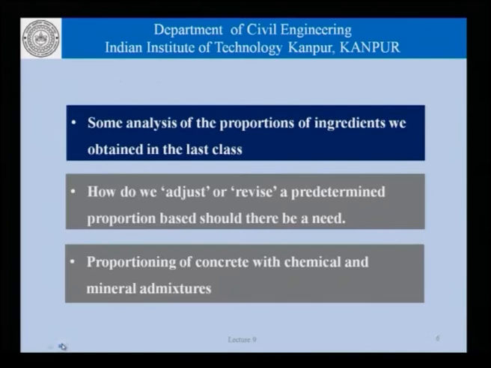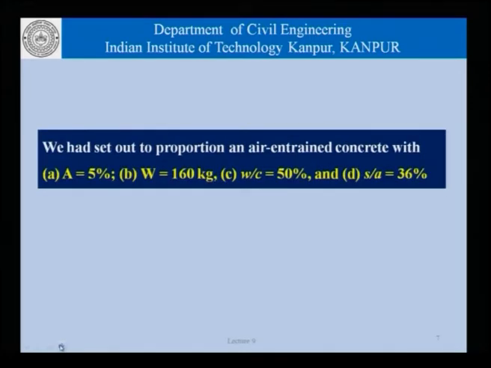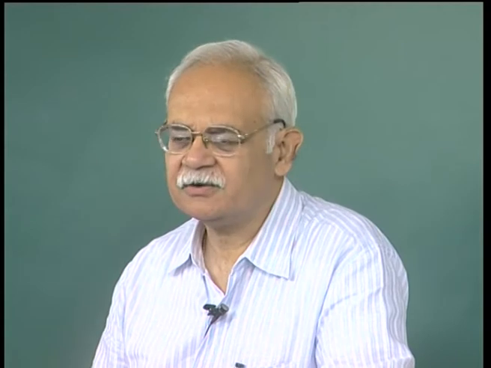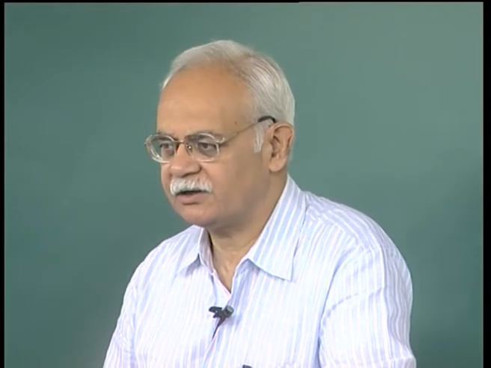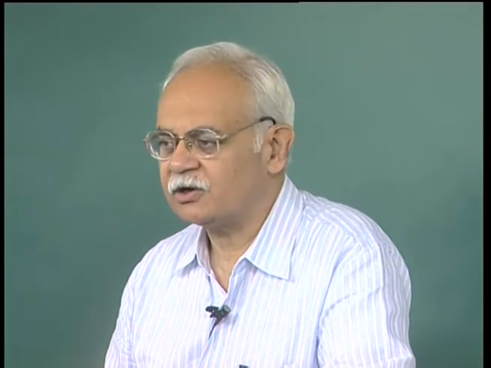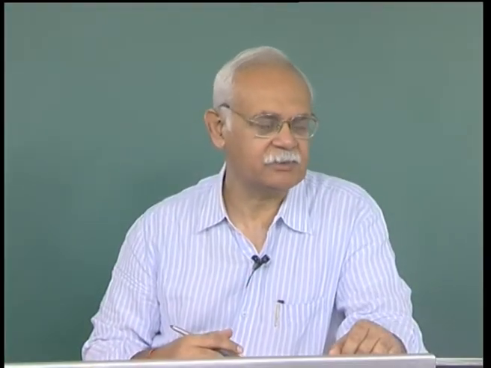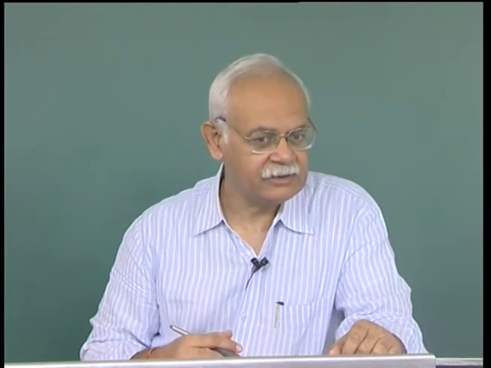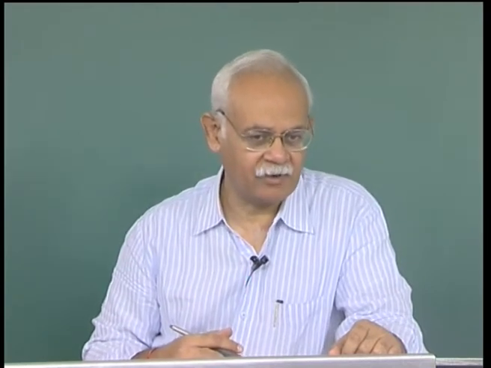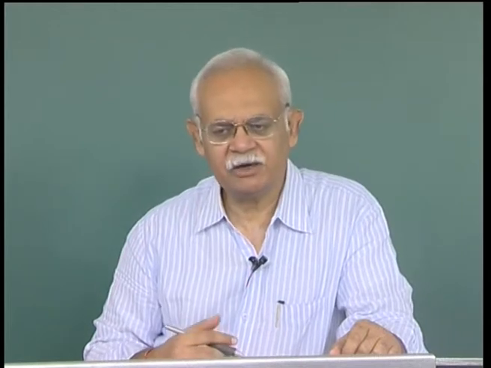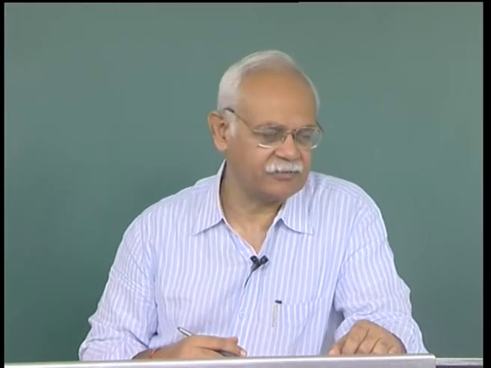So, coming to the first part of the discussion today, which is analysis of the proportions of ingredients that we arrived at in the last class. What did we start with? We started with an attempt to proportion an air entrained concrete. It is air entrained because the air content that we have taken is not 1.2 or 1.6 or a 2% level, which is normally assumed for a non air entrained concrete, but is much higher than that, which means that we have at the back of our mind the fact that we will use some kind of an admixture to get this kind of air content.